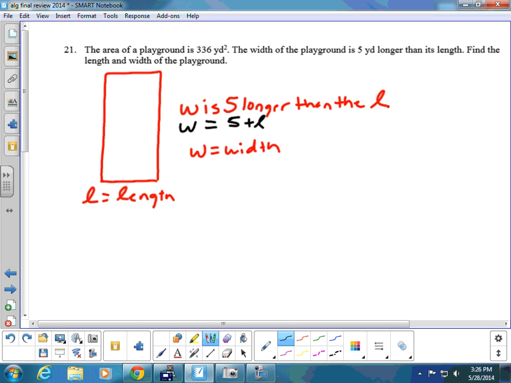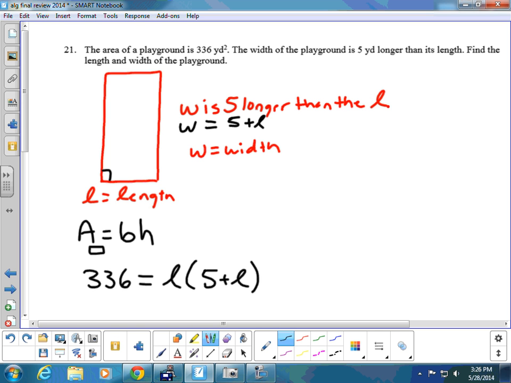Now, because you have taken math before, you know the area of a rectangle is base times height, or length times width, whichever we want to use here. So let's use what we got here. We know the area is 336, and that's equal to the length, which is L, times the width, which is, we're not going to use W, we're going to use 5 plus L, or L plus 5. Either way is okay, because it's more than.